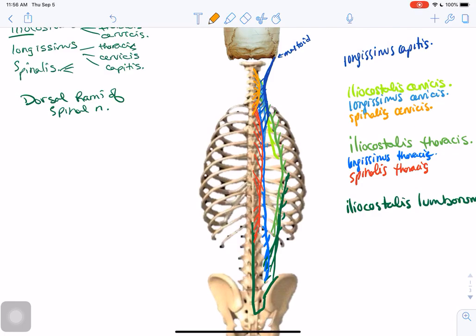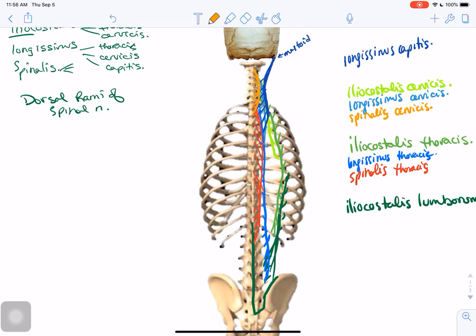Spinalis capitis blends with the underlying semispinalis capitis. And you can't really differentiate the two, and it is convention to go by the name semispinalis capitis for this grouping rather than spinalis. So we're not going to deal with the spinalis capitis. We'll just look at these ones.